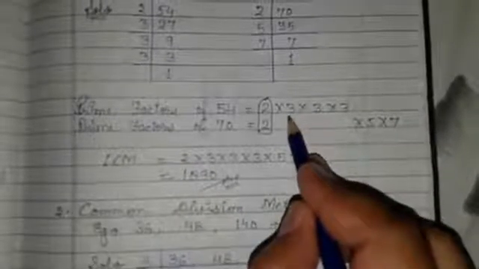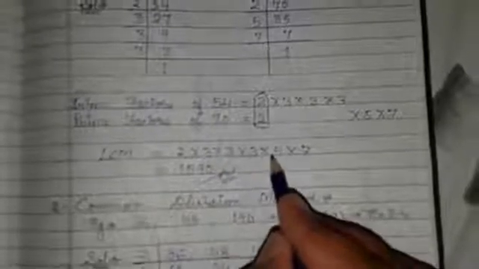Now 2 is common here, so 2 is here. If we are finding HCF, then 2 is the HCF, but in LCM we are going to collect the remaining factors also. Here is 3, here multiply 3 multiply 3, and here is 5 multiply 7. So when we multiply all these, this is 1890.